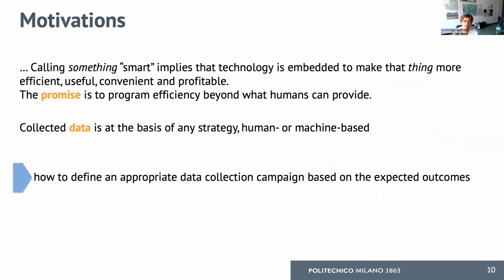So given this big picture, we talk about smart building or smart management of energy when we imply the presence of technology that is put there so that we are able to make the manual handling and decision making of things that become more and more complex still efficient, useful, convenient and profitable.